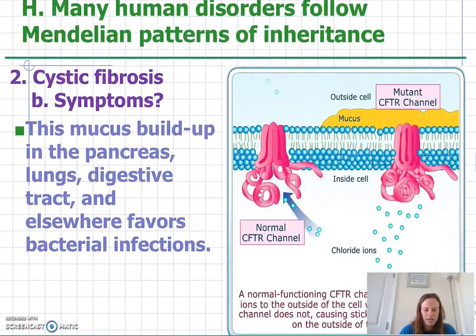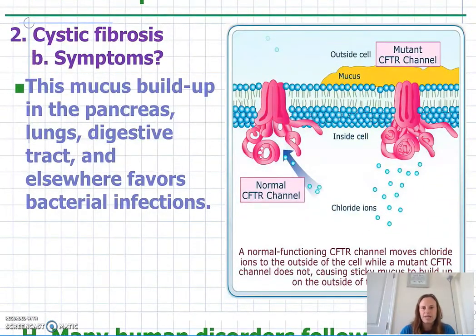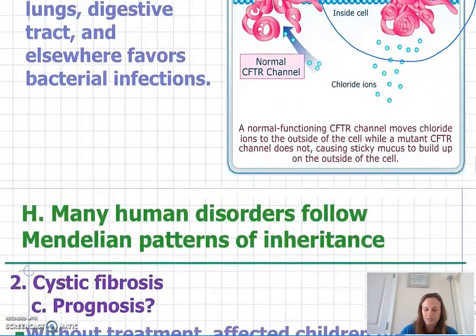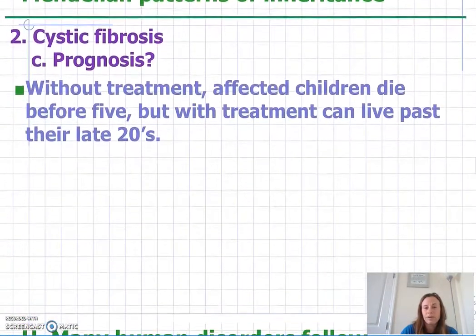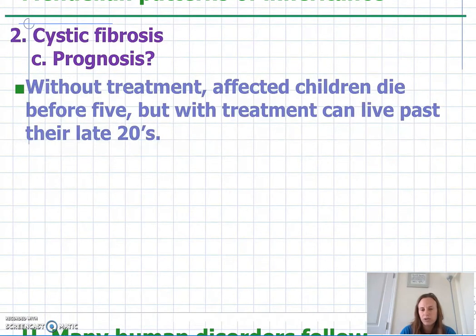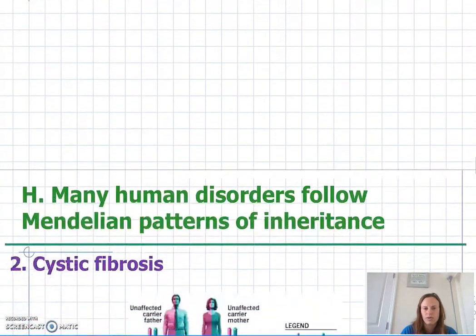So here's what it would look like where I have a defective CFTR channel. My chloride ions cannot function correctly. My channels can't function correctly, and the chloride ions are not properly transported. So these people might have to go through daily medications. They might be on nebulizers. Unfortunately, it is lethal. Without treatment, affected children die before 5. With treatment, for example, in the United States, people with CF usually live till their 20s or early 30s.